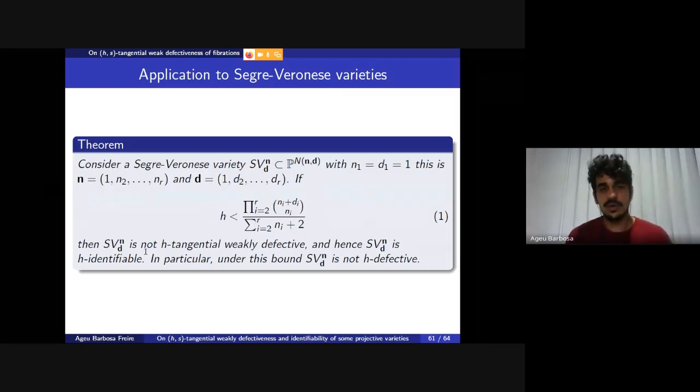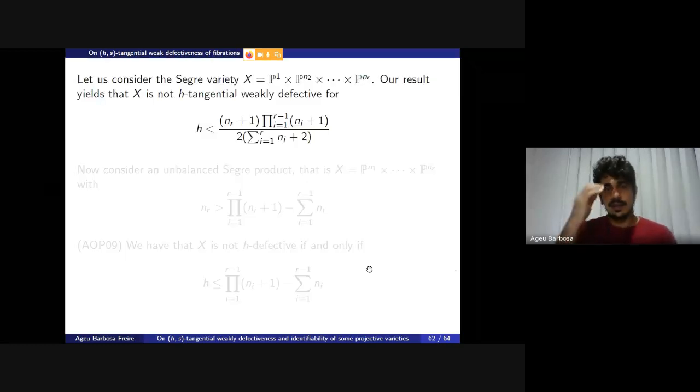for the non-tangential weak defectiveness of the Segre variety. And this means that under these bounds, the Segre variety also will be h-identifiable and will be not h-defective. Let me observe that when you consider the special Segre variety, when we have P1 as one of the factors, our result implies that this variety X is not h-tangentially weakly defective for this bound here, when you take h smaller than this expression.